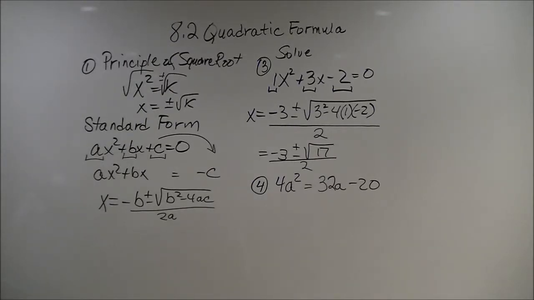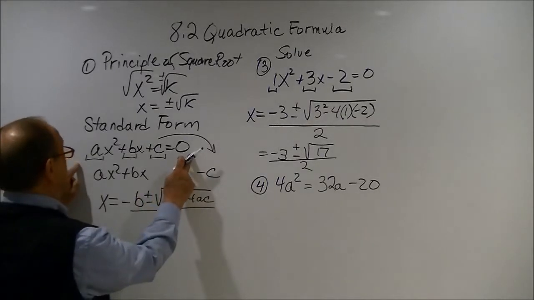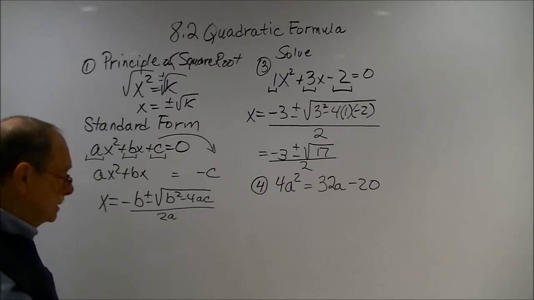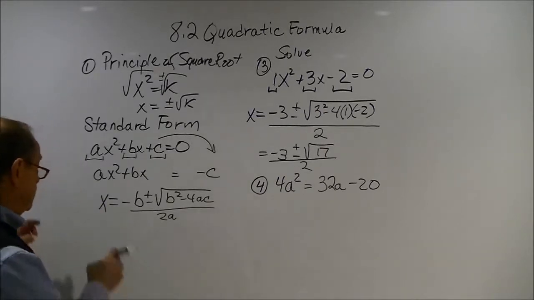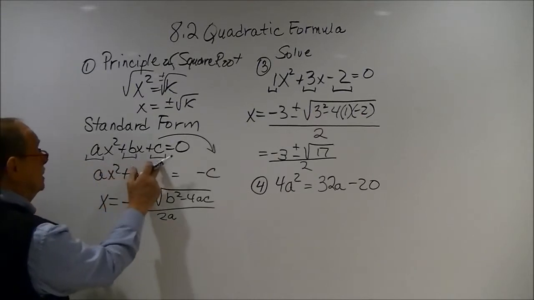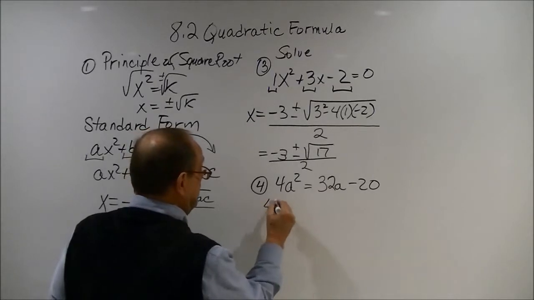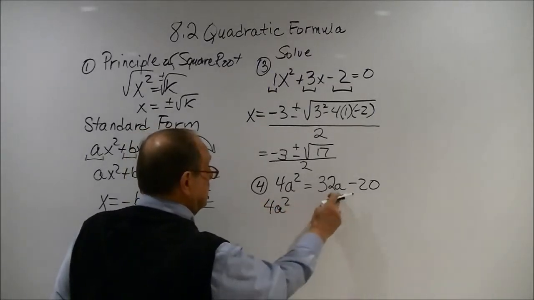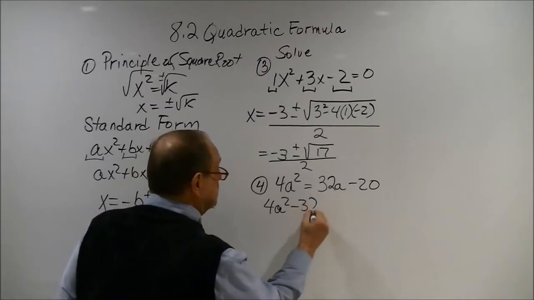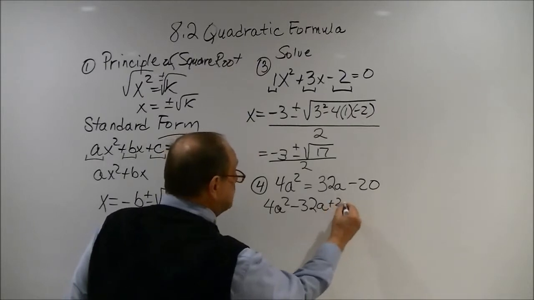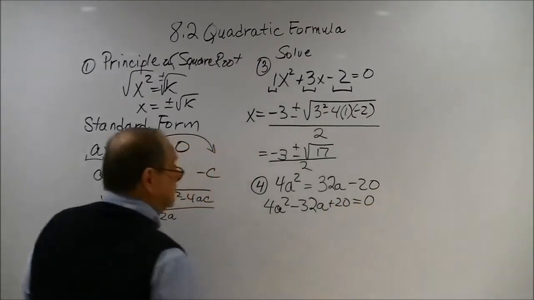Going on to number 4. As you look at it, you might say, well, what's wrong here? Well, is it in standard form? And the answer is no. So the key to these is that they have to be in standard form so you can properly identify the A, the B, and the C in standard form. So let's rewrite it. 4a squared, I'm going to transpose this, negative 32a, and transpose that to a positive 20 equals 0.